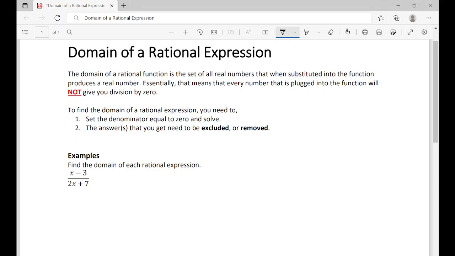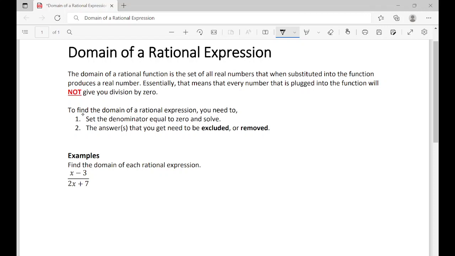The domain of a rational function is the set of all real numbers that, when substituted into the function, produce a real number. What does that mean? Essentially, it means that every number that is plugged in will not give you division by zero. It can give you a positive, it can give you a negative, it can give you something really ugly, but it cannot give you division by zero.